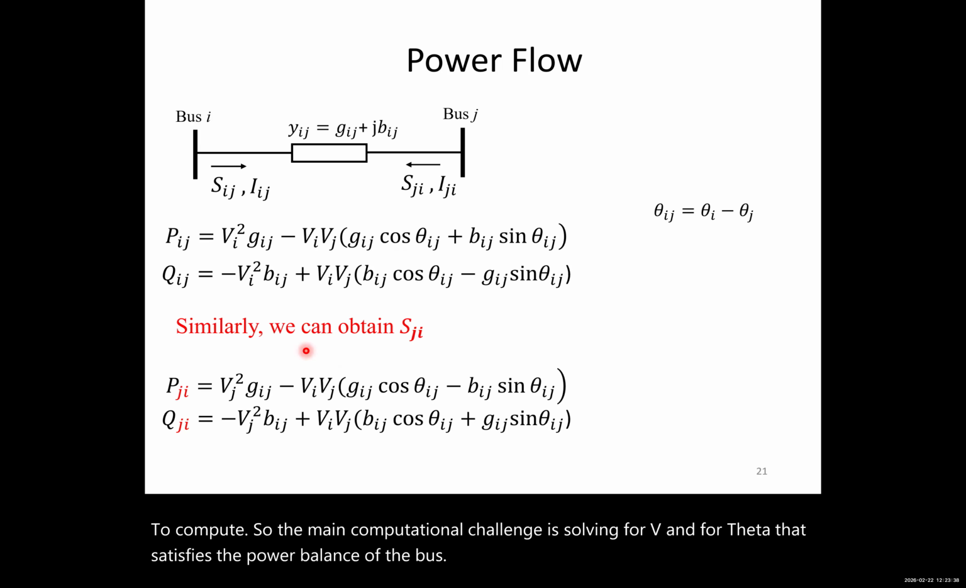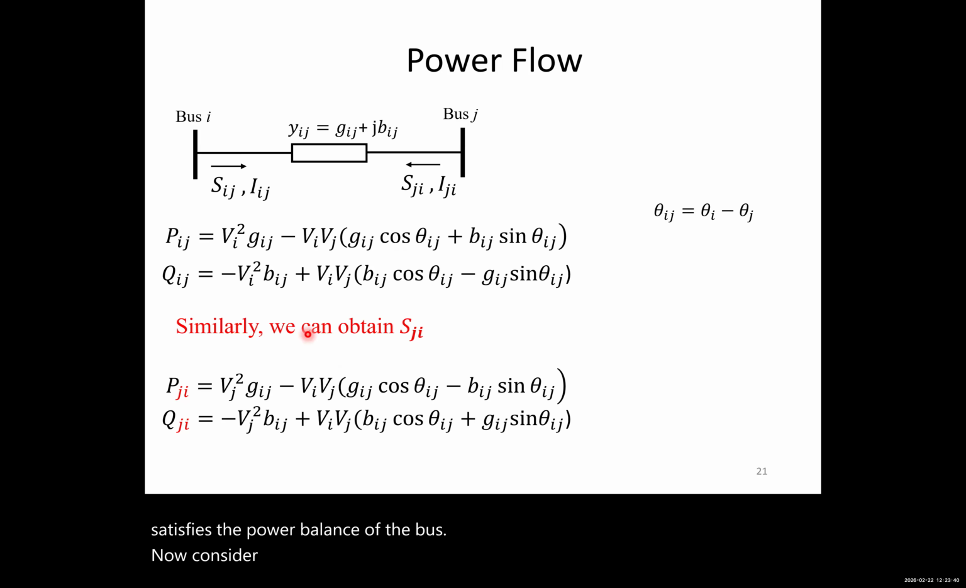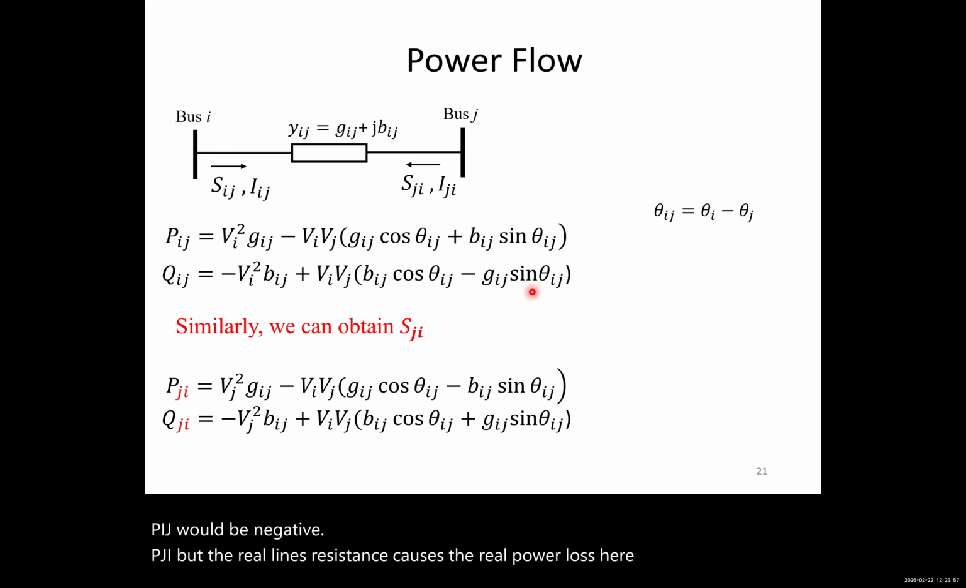Now consider flow from J to I. If we consider flow from J to I, Pij would be negative Pji, but the real line's resistance causes a real power loss here. So Pij plus Pji is positive. That sum is the real power loss in the line. Physically, it corresponds to I squared R.